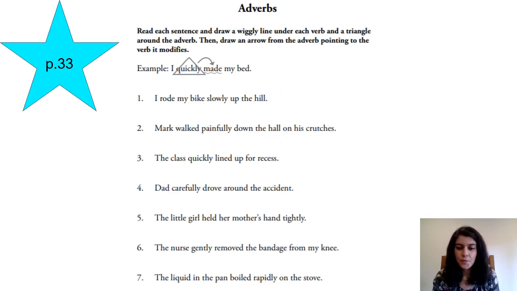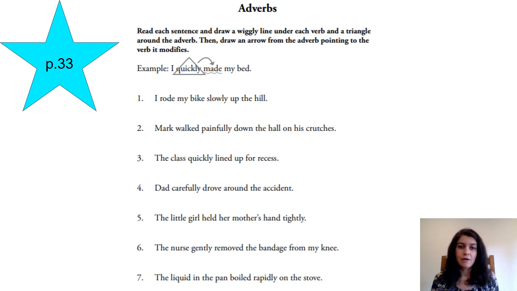Okay, here's the worksheet that you're going to complete today. This is on page 33 of your packet. This one is due for homework, so as soon as you finish it, please make sure you send a picture of this page to your teacher so that we can give you credit for your hard work on this.